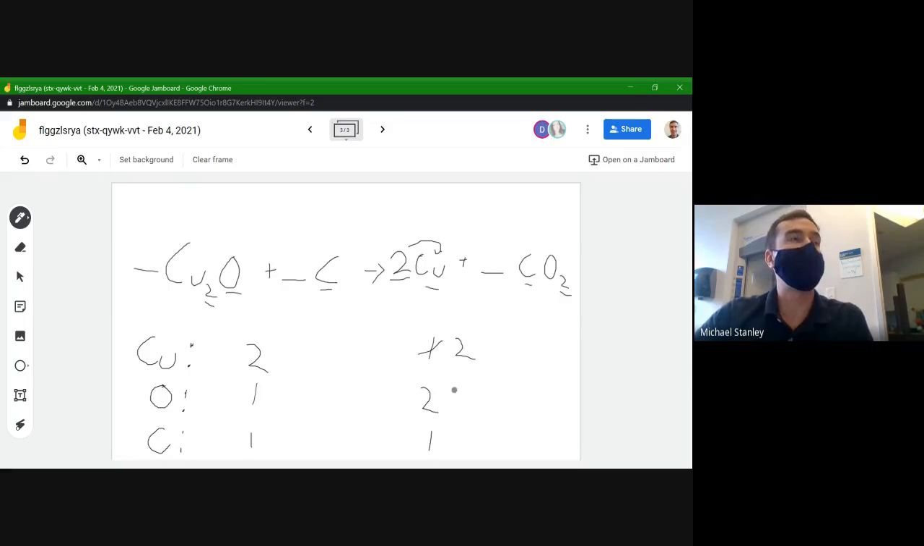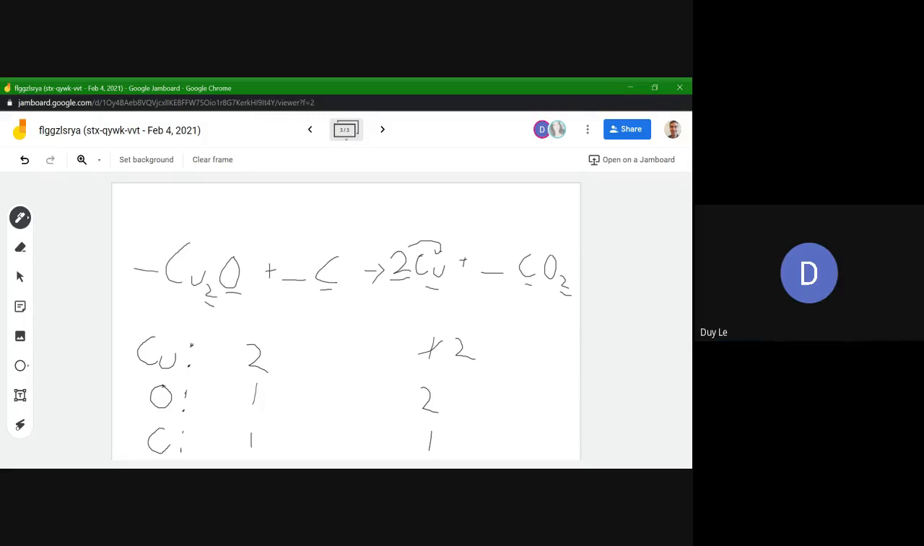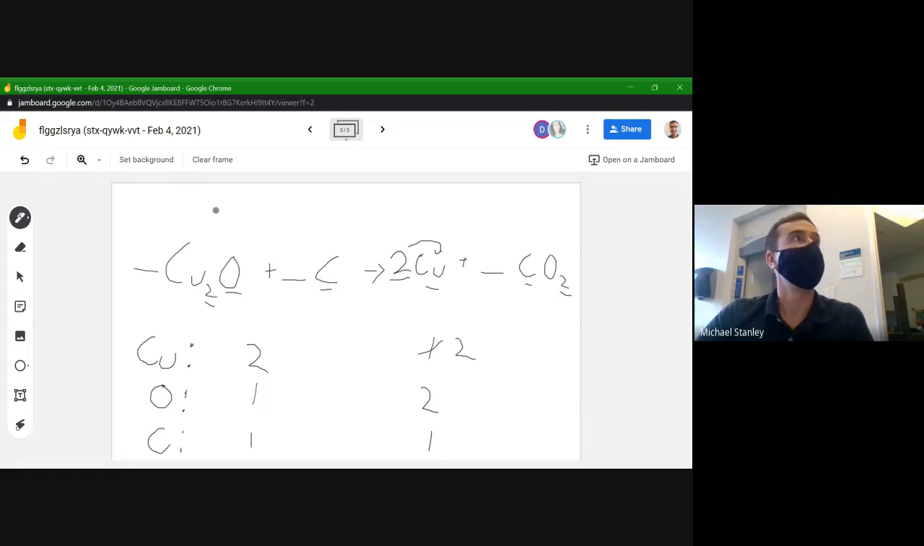We've got 2 oxygens on the product side, 1 on the reactant side. So what can we do to balance our oxygens? We need to put 2 on reactant. Exactly. This 2 is a subscript, so we can't mess with this O2 at all. So all we can do is change this guy. So we can put a 2 on our reactant right here. Now that did help us balance our O's. So we've got 2 O's on the reactant side now.